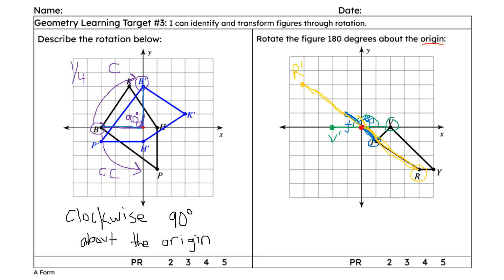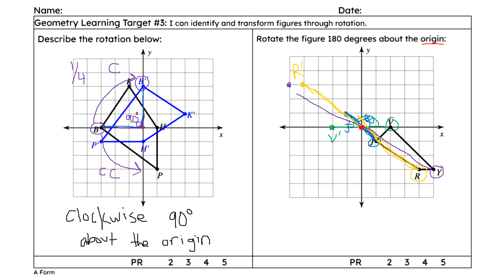Let's see what color have I not done yet. Let's try purple. Here is Y, and I want Y prime the same distance, but on the other side. So right here, and then I think it's going to end up over here somewhere. So I think it's going to end up right here. That can't be right. Down and over. I think I messed up something with R prime.